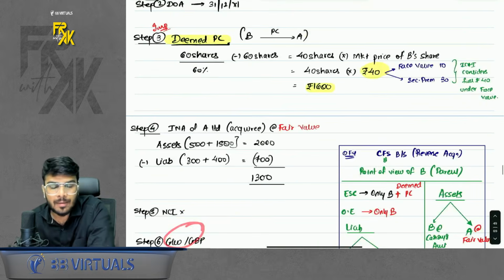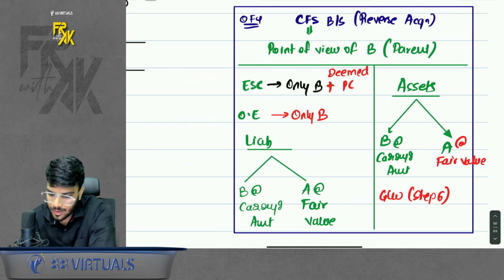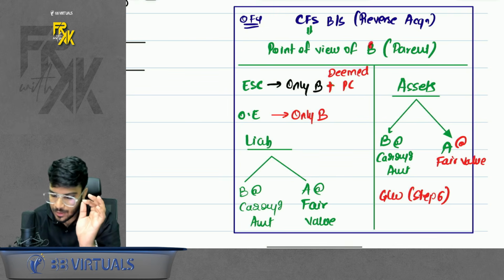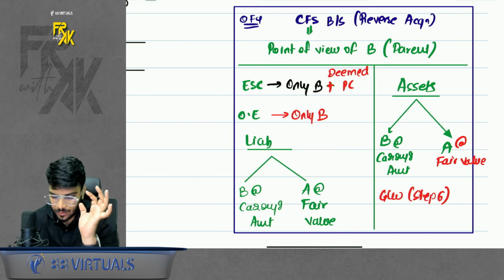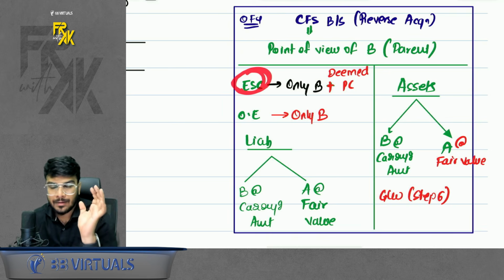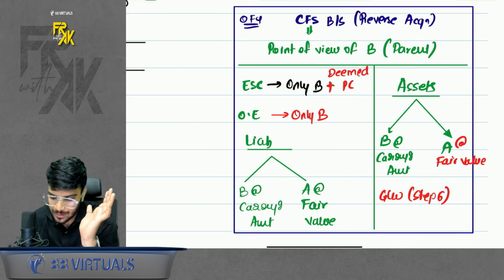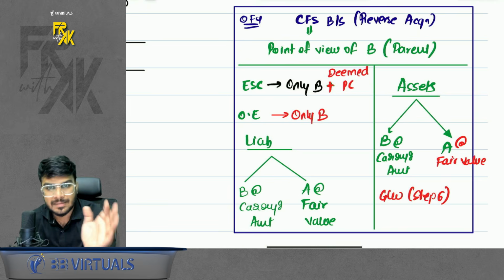Now, how do I prepare the balance sheet? Before preparing the balance sheet, let's discuss the same in rough. CFS will be prepared from whose point of view? From the acquirer's point of view. Who is the accounting acquirer? B. Assume that B is the acquirer and prepare the balance sheet. Okay, how will I prepare? In case of equity capital, remember, in CFS only the parent's capital appears. So only B's capital will appear, plus, don't forget to give the effect of whatever deemed PC was there.